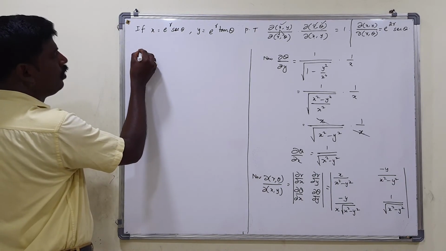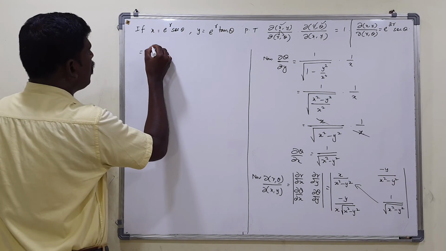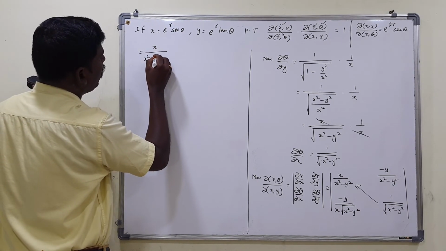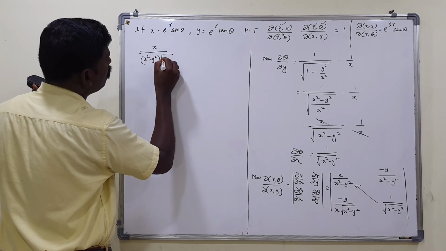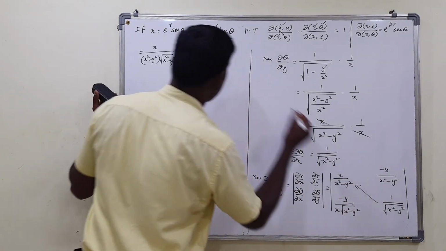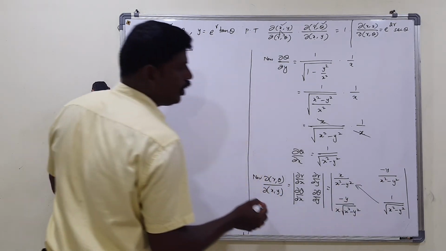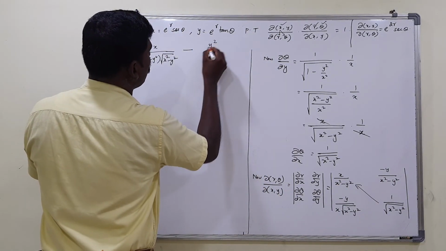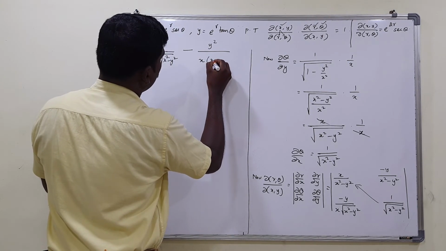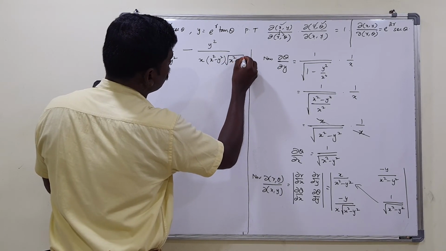Right. So that is equal to taking the product between these two, isn't it? What will you get? x by x square minus y square into root of x square minus y square. Same like that, taking the product between the two, and put the minus sign here. Minus into minus plus y into y, so y square by x into x square minus y square into root of x square minus y square, isn't it?